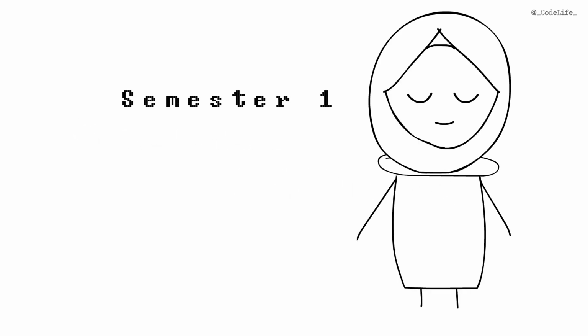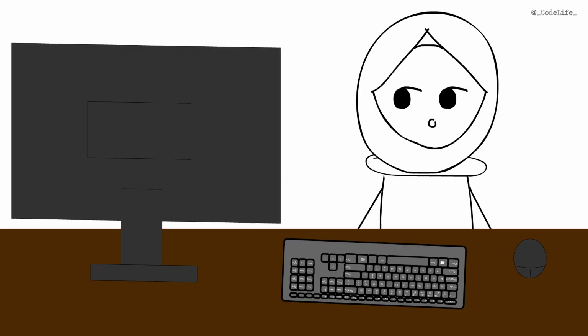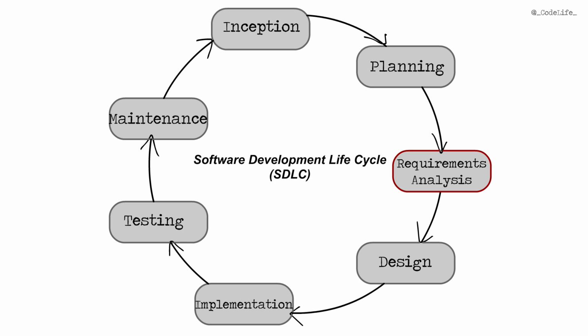Starting from semester 1, we had Software Requirement Engineering, where we learned about requirement gathering when working on a software project. This was a part of a series of subjects that were each explaining parts of the software development lifecycle.